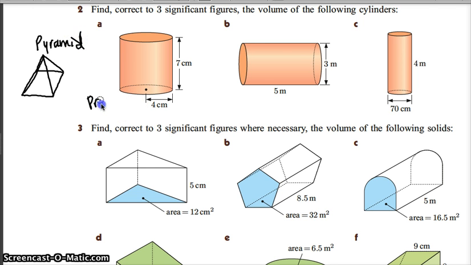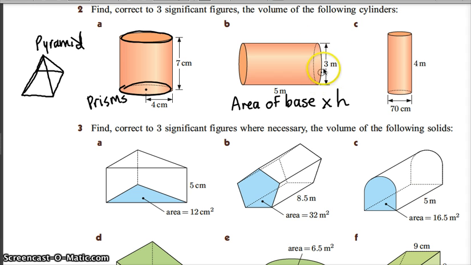These are your prisms, because that's there and that's there. There's no peak there. Alright? And so when we're calculating the volume of this one, we're doing the area of the base times by the height. Okay?